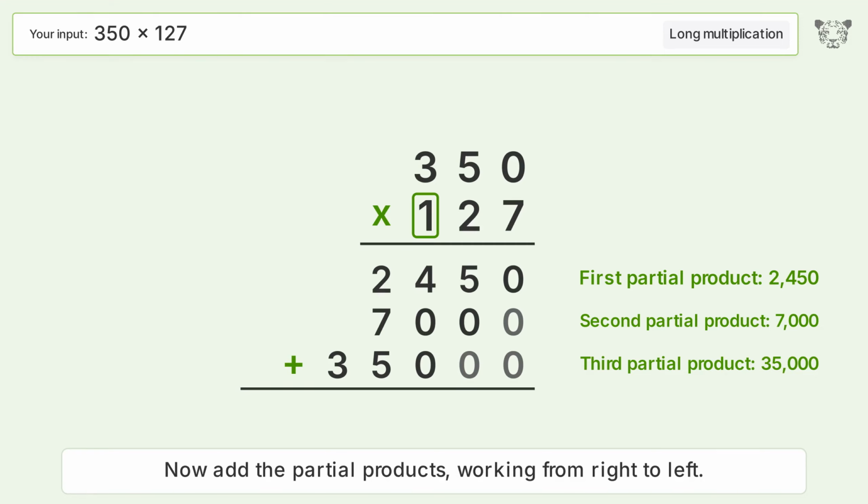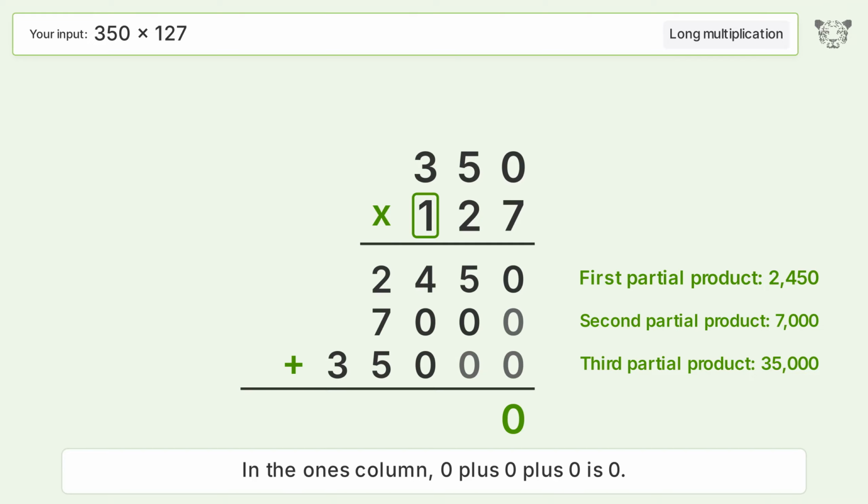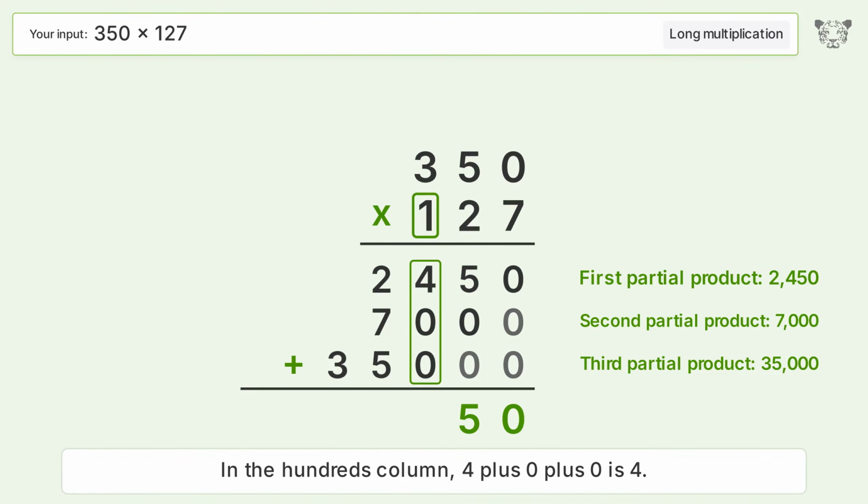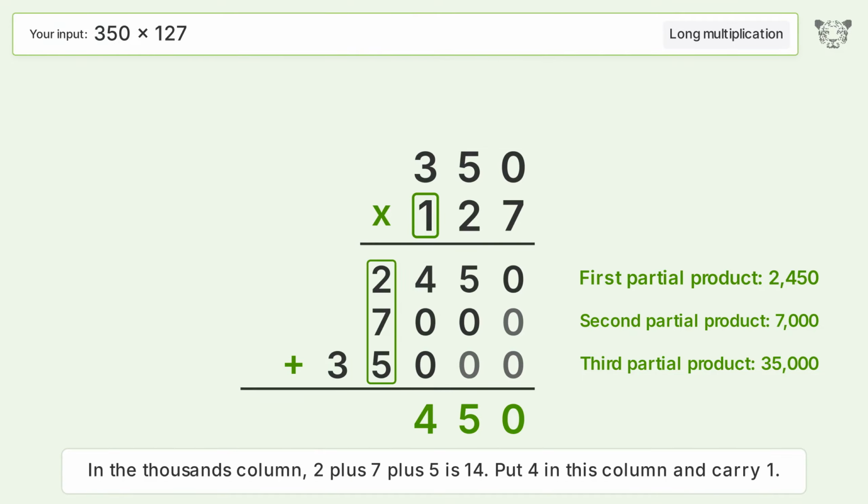Now add the partial products, working from right to left. In the ones column, 0 plus 0 plus 0 is 0. In the tens column, 5 plus 0 plus 0 is 5. In the hundreds column, 4 plus 0 plus 0 is 4. In the thousands column, 2 plus 7 plus 5 is 14. Put 4 in this column and carry 1.